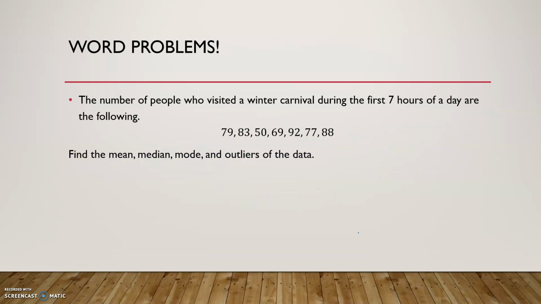All right, word problems. The number of people who visited a winter carnival during the first 7 hours of a day are the following. I'm going to put these in order from least to greatest. I've got 50, 69, 77, 79, 83, 88, and 92.